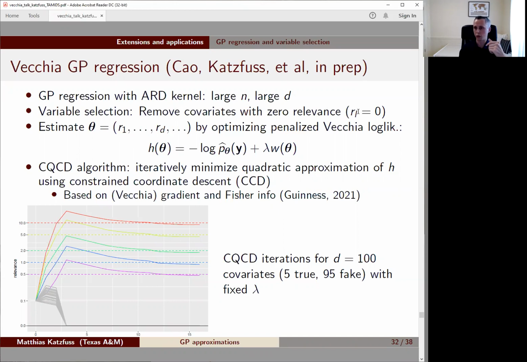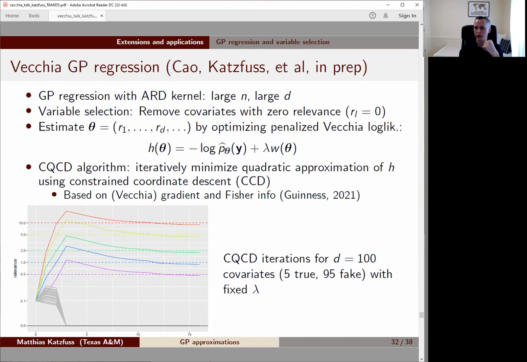So we call this relevance parameter for the Lth input or the Lth covariate R_L. If that is equal to 0, then that particular predictor doesn't have any effect on the response. So what we want to do is estimate R_1 up to R_D, these relevances for these D potential predictors, plus another couple of parameters that I won't go into details for, and we call that vector theta. That's what we want to estimate. And we propose to do this by optimizing a penalized version of the Vecchia log likelihood. So we have here our p hat of y that I talked about toward the beginning of the talk. This is simply our Vecchia approximation to the joint density of y.